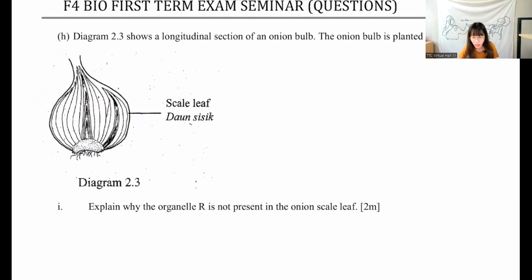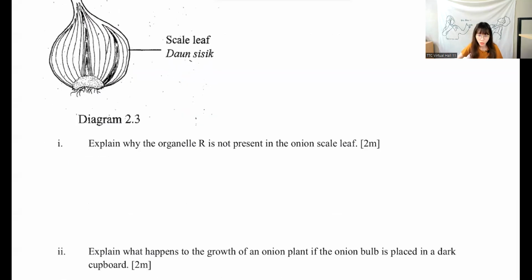Because they cannot carry out photosynthesis, correct? They will store food. And the food stored in this onion bulb is used to carry out germination. What is germination? Germination means they want to form green leaves. So they want to store food because they're underground. They don't need sunlight. They need to use the onion bulb to store food, and they will use the food during germination.